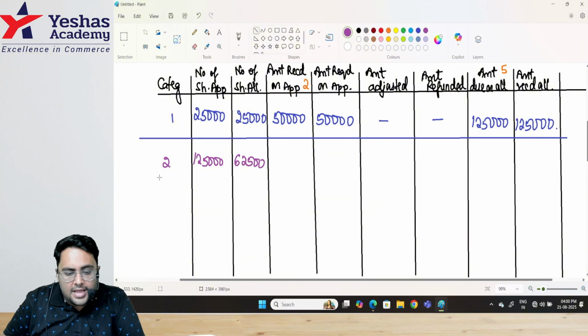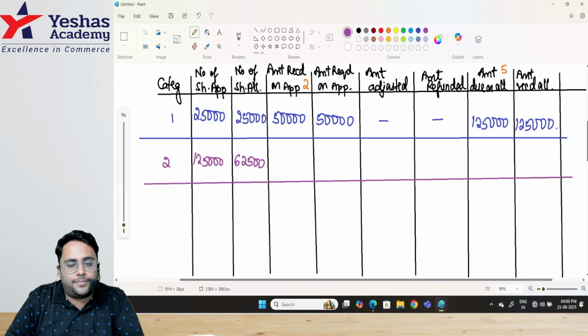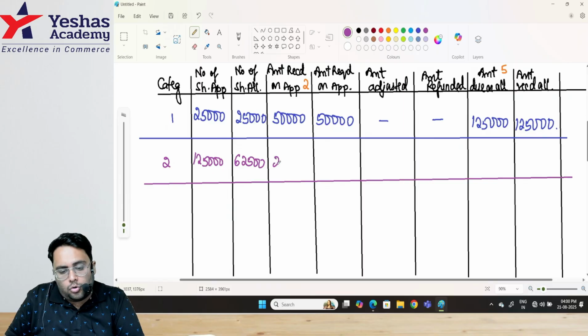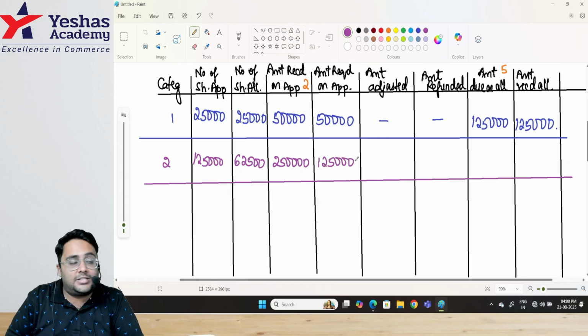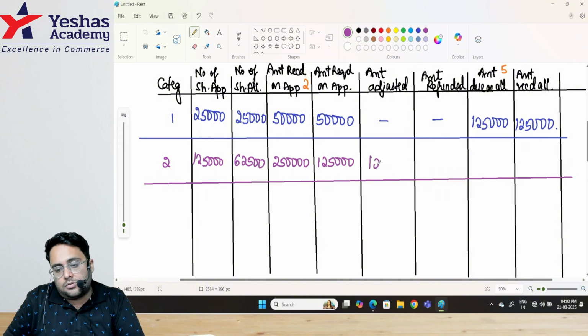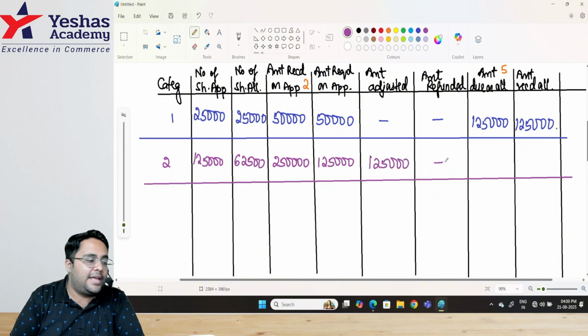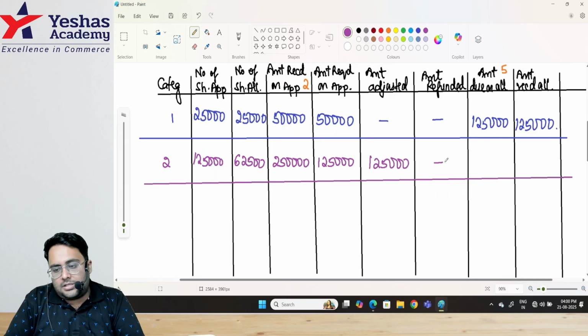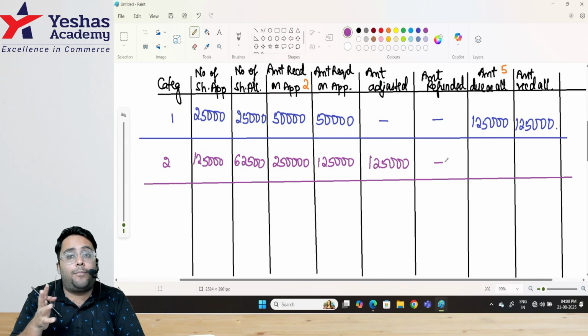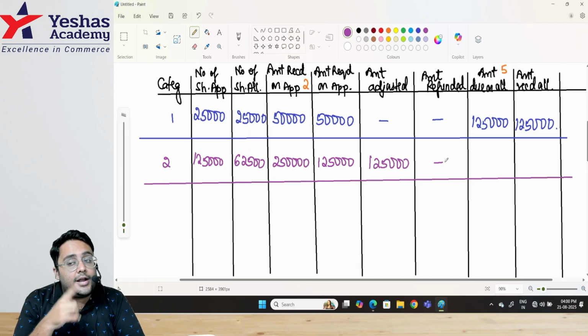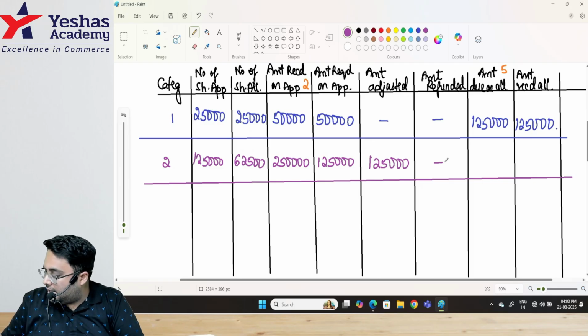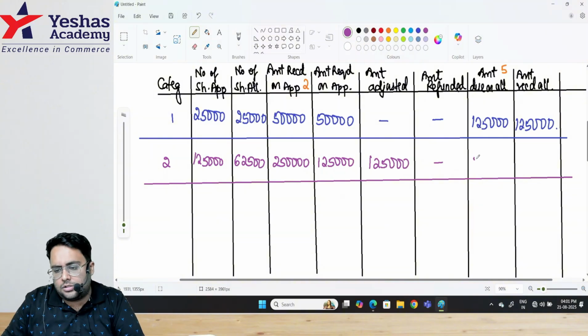How much money is received in the application stage? 1,25,000 into 2, 2,50,000. How much is required? 62,500 into 2, 1,25,000. How much extra is there? 1,25,000 will be adjusted. There is no refund. How much is the amount due on allotment stage? 5 rupees into 62,500 or 1,25,000? 62,500. 5 rupees into 62,500 kitna? 31 lakh or 3 lakh? 3,12,500.